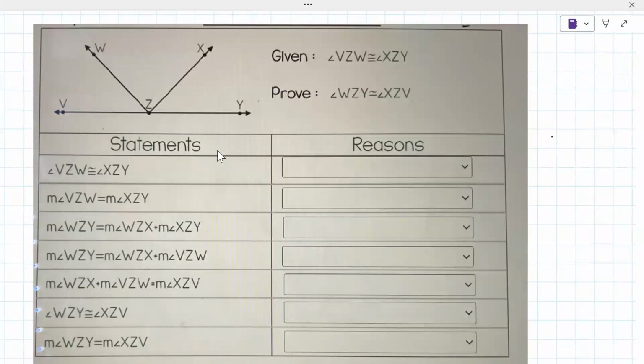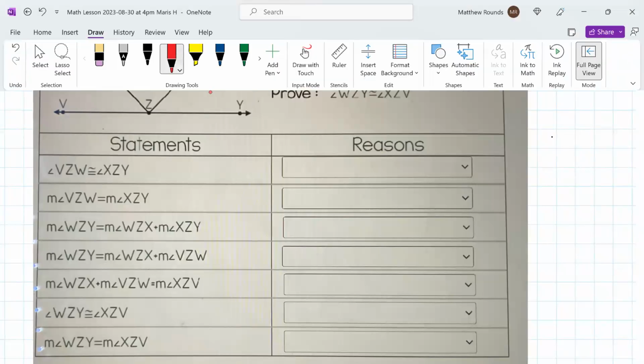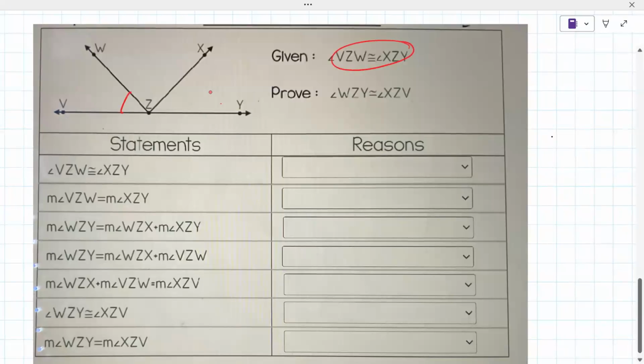All right, so we got a new problem here. Given angle VZW, so it's good to label stuff in the drawing there. So VZW, that's that one there, is congruent to XZW like that. All right, and that's given. Only one given. So the next line, you've got to start saying, okay, what's the same? What's the difference between line one to line two?